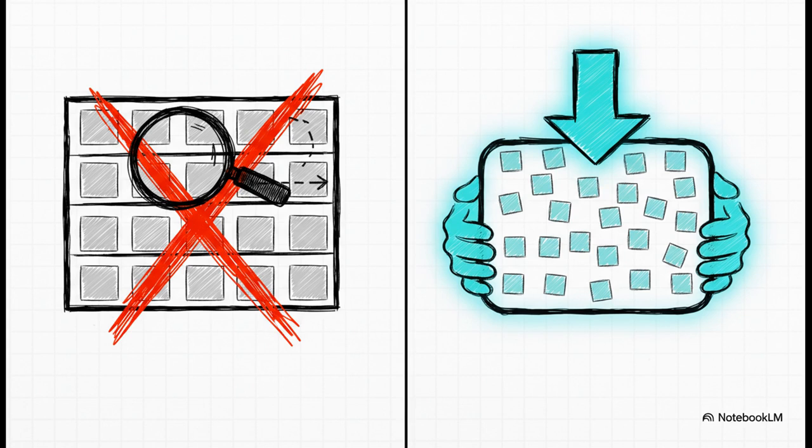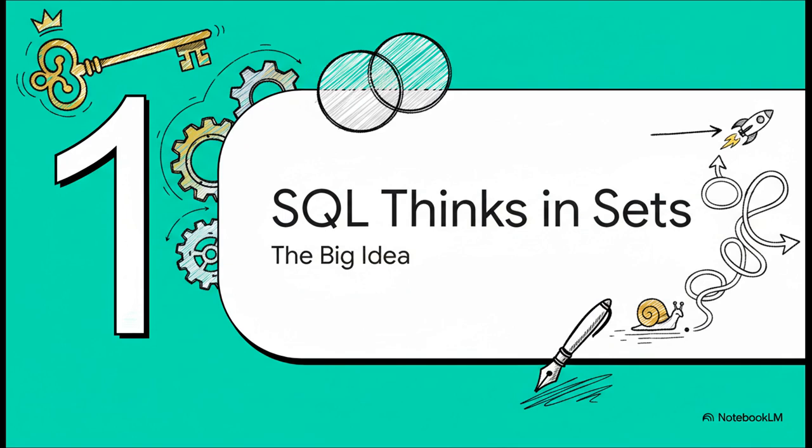SQL doesn't think about individual records, one by one. It thinks in entire collections or sets of data, all at once. And I'm telling you, internalizing this one simple idea is the absolute key to going from a beginner to an advanced SQL user. So, what does this actually mean in practice?